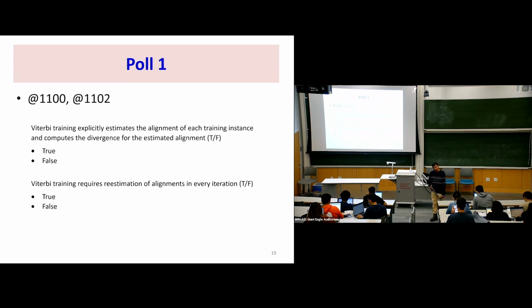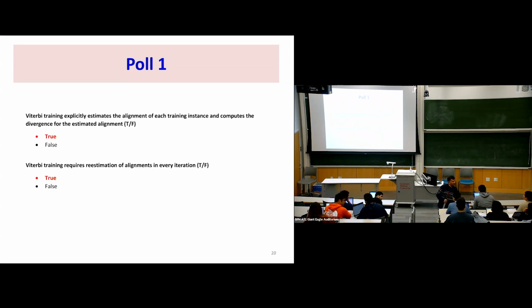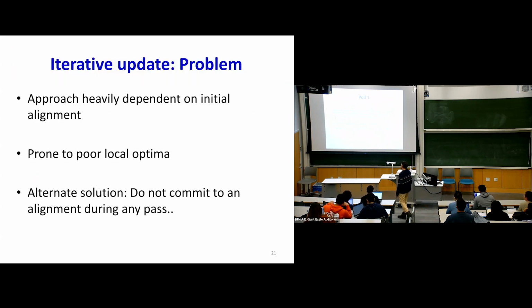What is the first answer to the first question? Adnan. It's false because nobody computes the divergence, it just computes the alignment. What are you going to do with the alignment? Compute the divergence. Thank you. Right? So what about the second one? Namrata, what about the second one? All right, both of them are true, right? So now let's go on.